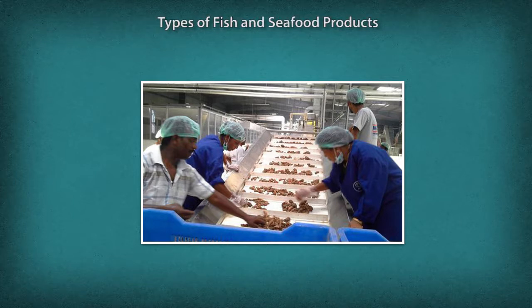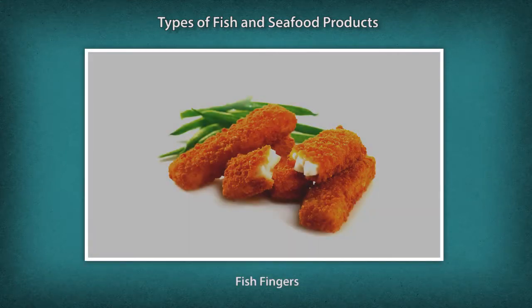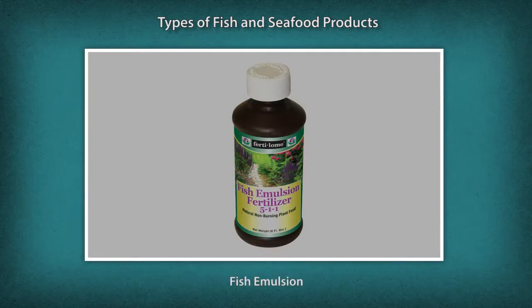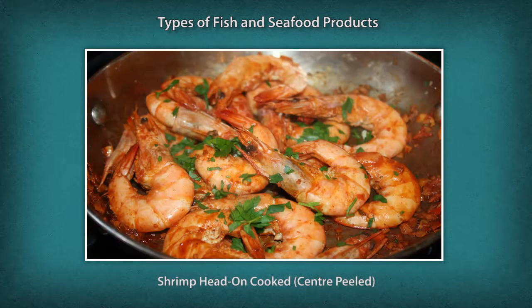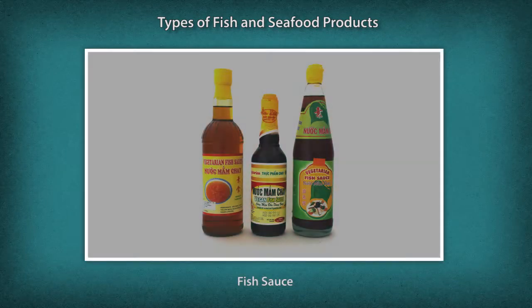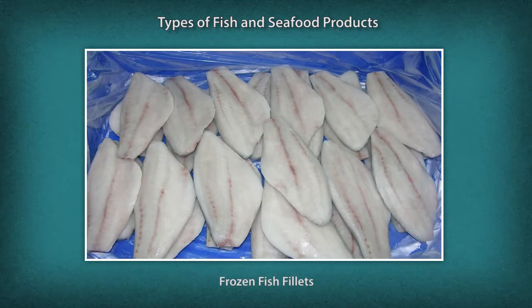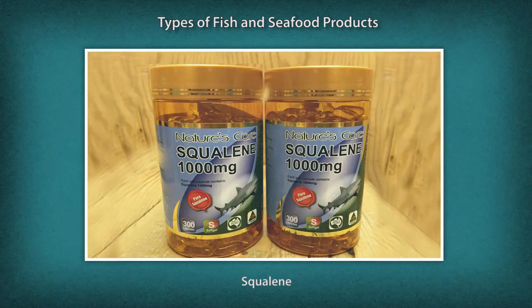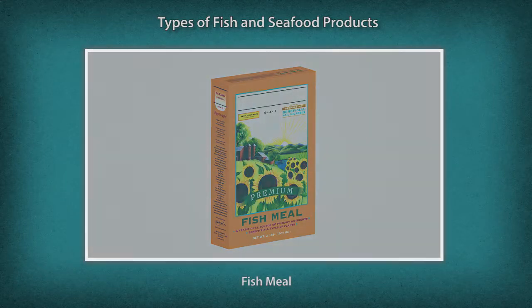Following are the various types of fish and seafood products: fish oil, fish fingers, fish emulsion, tuna eyes, shrimp head-on cooked, center peeled, fish sauce, sushi, cooked butterfly shrimp, frozen fish fillet, squalene, fish hydrolysate, fish meal.